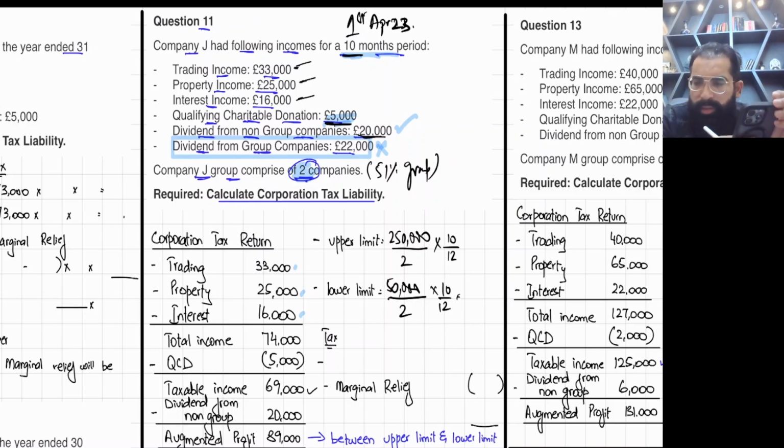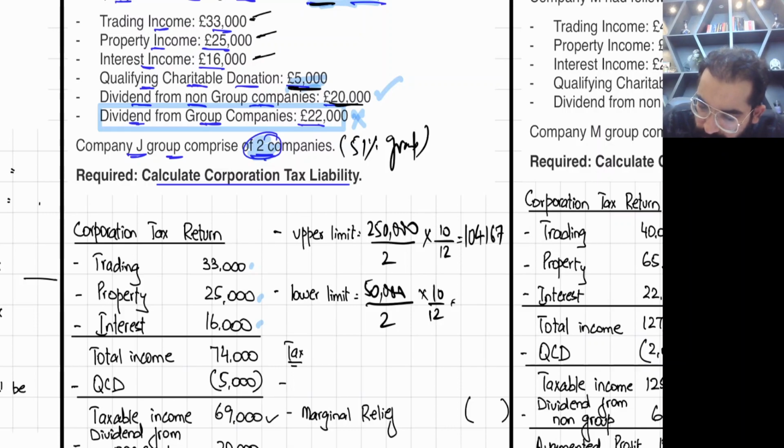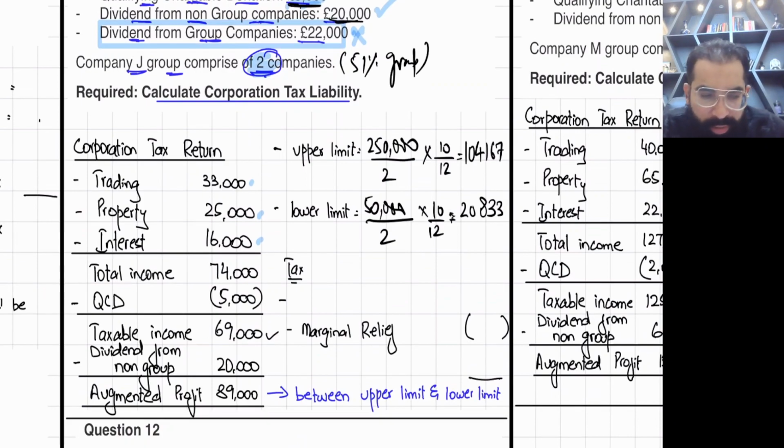So let's check it out. What are the limits? The upper limit is 104,167, and the lower limit is 20,833. Now let's decide the rate. For rate, you need to check augmented profits. Augmented profit is 89,000, which is more than 20,833 and less than 104,167. So yes, the higher rate will be applied with marginal relief.